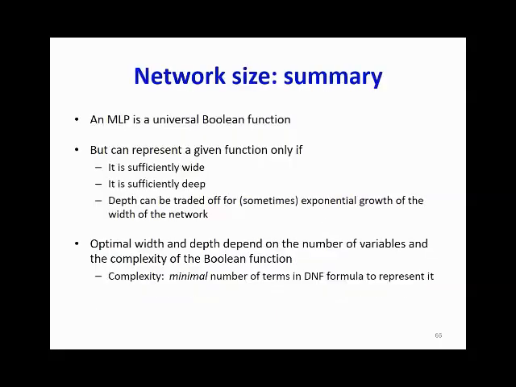So to summarize, an MLP is a universal Boolean function, but it can represent a given function only if it's sufficiently wide and sufficiently deep, and depth can sometimes be traded off for exponential growth of the width of the network. So optimal width and depth depend on the number of variables and the complexity of the Boolean function. Complexity is the minimal number of terms in a DNF formula to represent it.